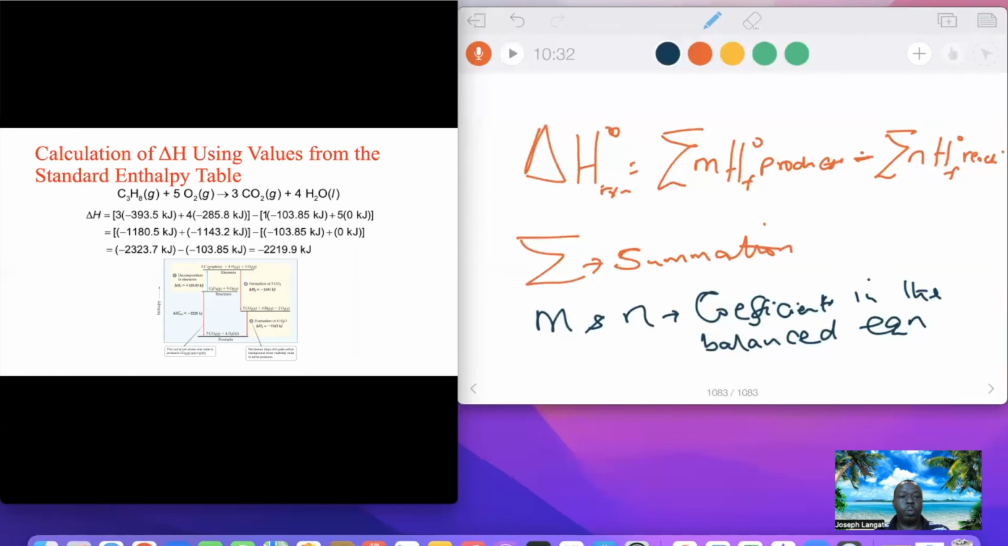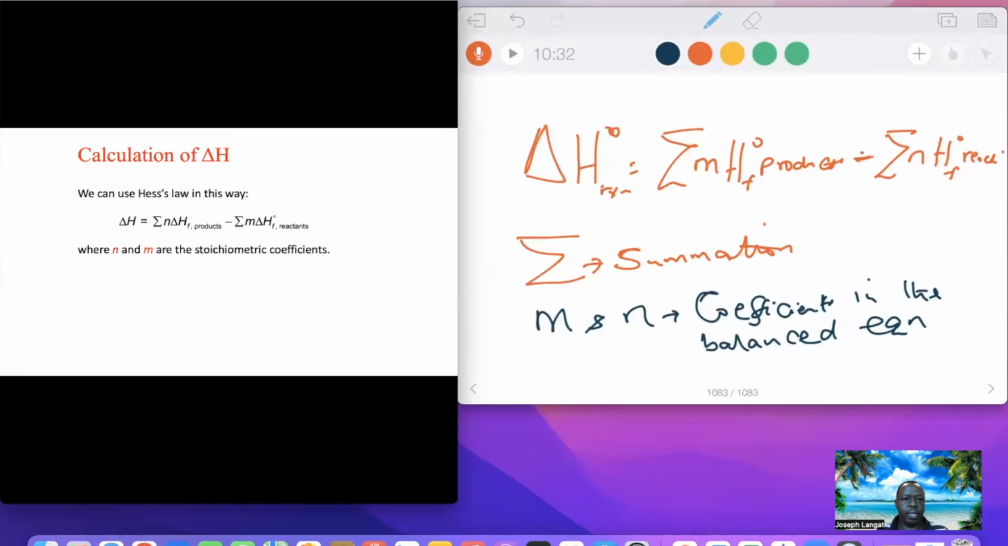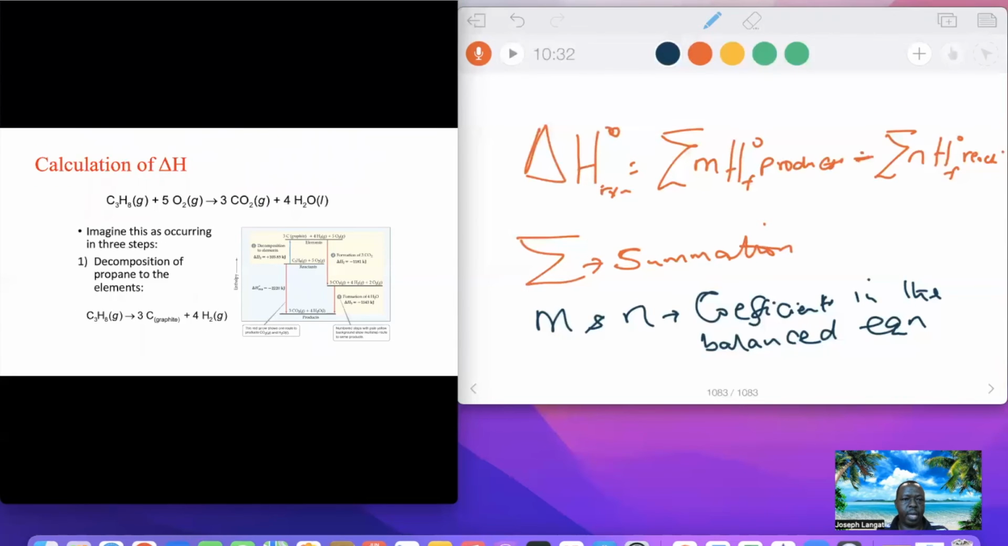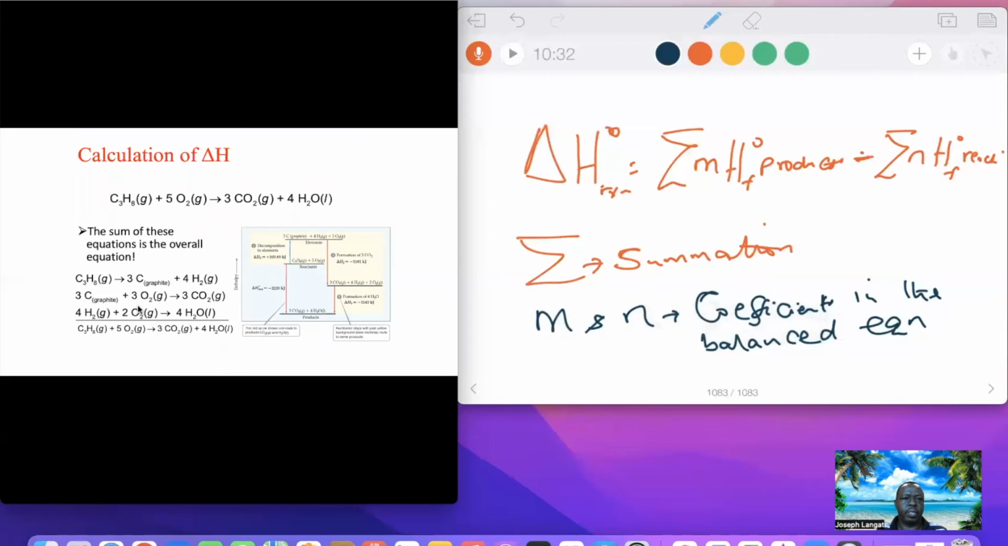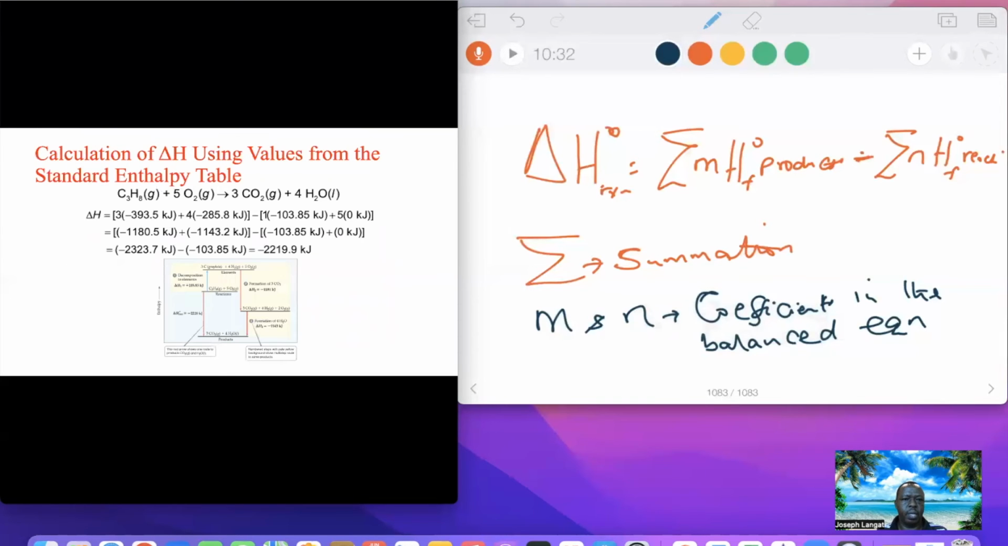So you have to know that if whatever you are given in an equation is an element, make it 0. If you don't see a value, understand that it is 0. Elements, even oxygen gas, are 0. Hydrogen gas, 0. Fluorine gas, those are 0. So you understand that the 0 here is because it's an element.